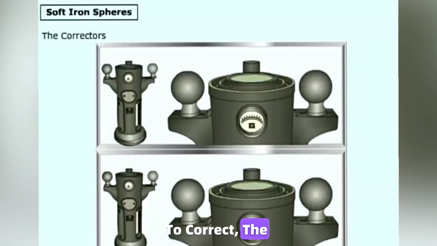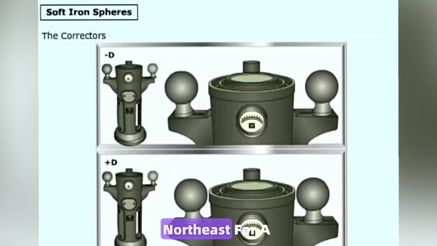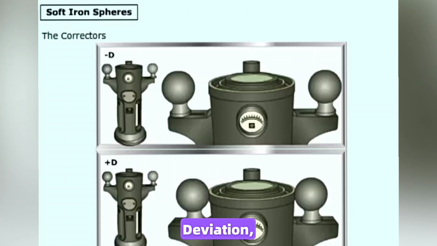To correct, the spheres are moved in with the vessel heading northeast for a mean easterly deviation, positive D. However, if the mean deviation is westerly, it would indicate a negative D. In this case, the spheres are moved out.